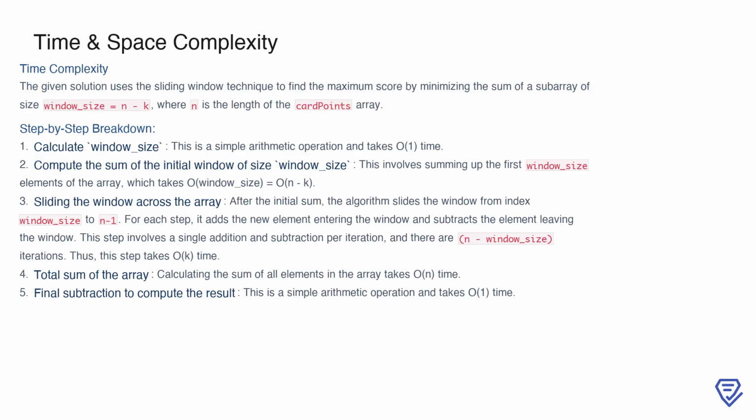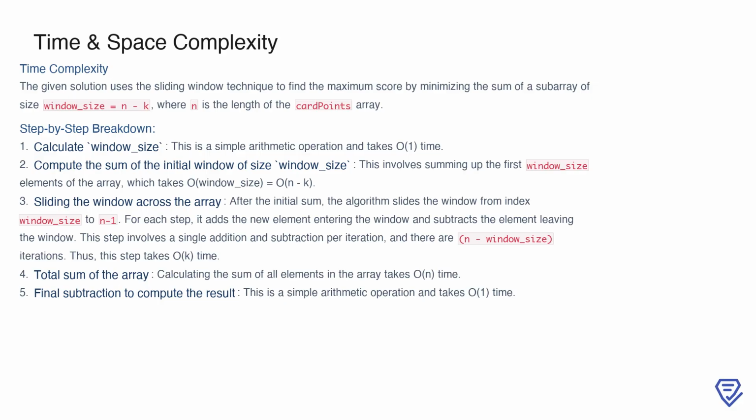Once the initial sum is computed, the window is slid across the array. For each new position of the window, a single addition and subtraction are performed to update the sum, and this operation is repeated n - window_size times, which simplifies to O(k). Additionally, the total sum of the array is computed once, which involves iterating over all n elements and takes O(n) time. Finally, the computation of the result requires one subtraction, which is an O(1) operation.